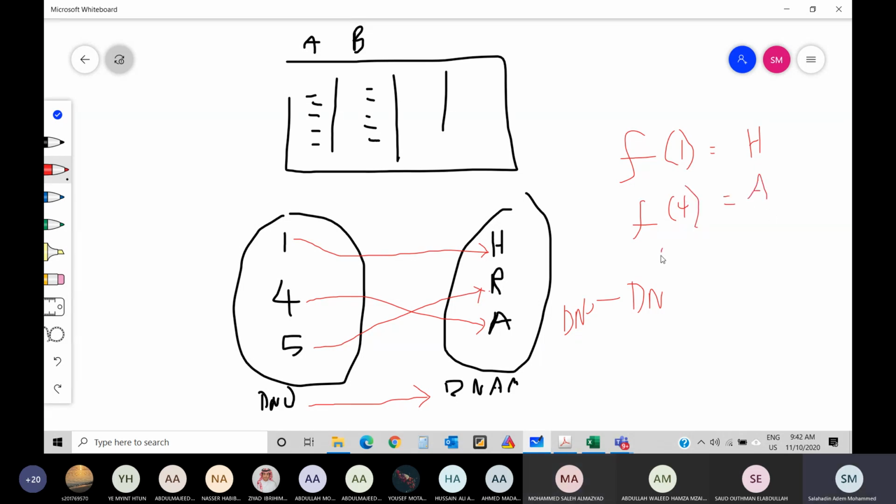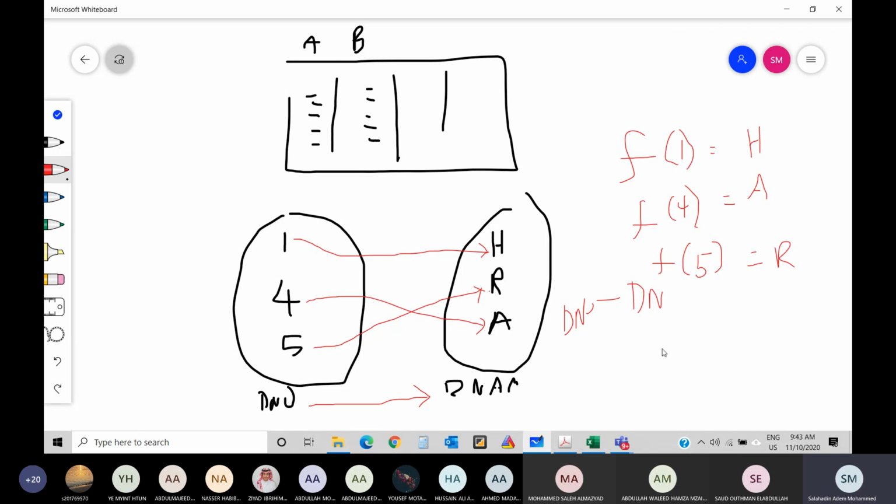So what is f of what? You are used to f of something, right? f of 5. What is it? It's R. So it means this is like a function, because what does a function mean? A function means for one input you will always get the same one output, right? Otherwise it is not a function, right?